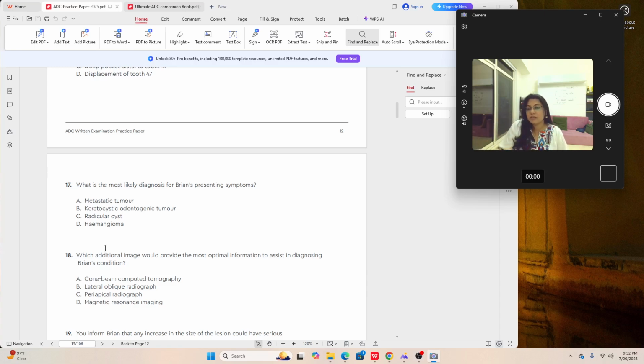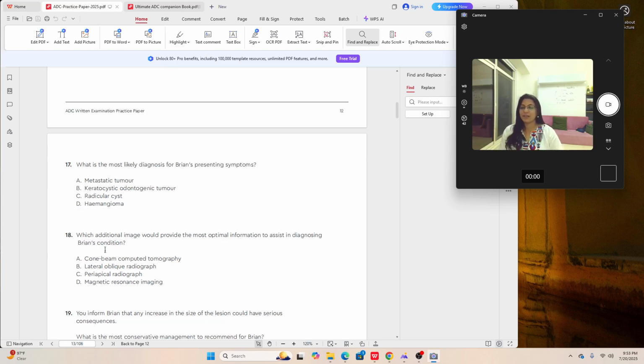Additional image is CBCT. Here the options are CBCT, lateral oblique radiograph, periapical radiograph, magnetic resonance imaging, that's MRI. MRI is for soft tissue lesions. Here the lesion is in the bone. I would need a CBCT, hence the answer. Lateral oblique is not of such relevance to us if the option of CBCT is given. Periapical radiograph definitely is not going to capture this area. So that is not our scope out here at all.